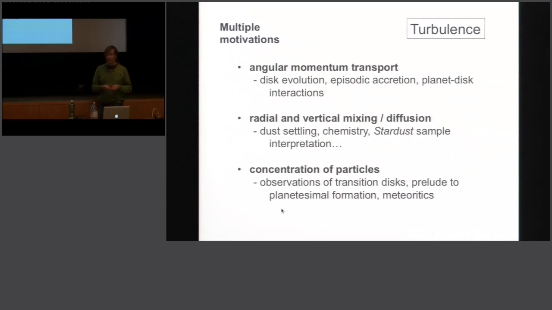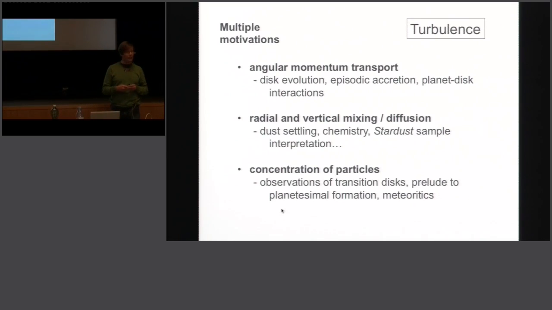Okay, so when we think about turbulence, we have both multiple motivations for thinking about turbulence and also a number of different sources that might generate that turbulence. We'll go through both of those in turn. So if we think about motivations, first of all, the one we've mostly been discussing so far has been angular momentum transport, the idea that turbulence within the gas disk might mix angular momentum from small scales to large scales, and that mixing of angular momentum is what is causing gas to flow into the star and be accreted. So it could be responsible for disk evolution.